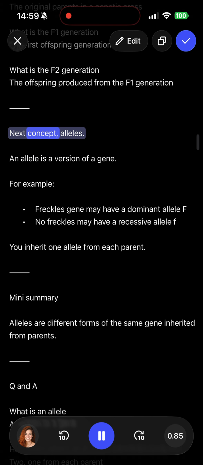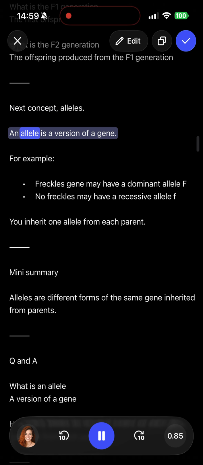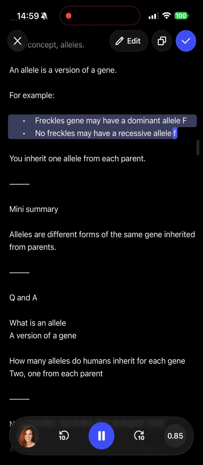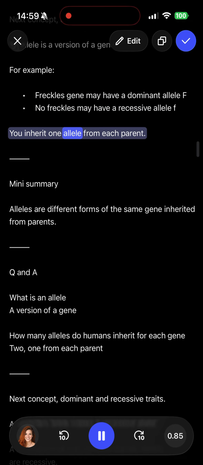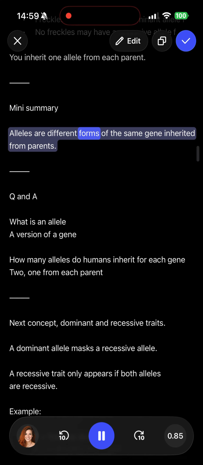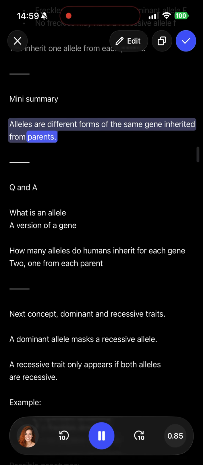Next concept, alleles. An allele is a version of a gene. For example, the freckles gene may have a dominant allele, F. No freckles may have a recessive allele, f. You inherit one allele from each parent. Mini summary. Alleles are different forms of the same gene inherited from parents.